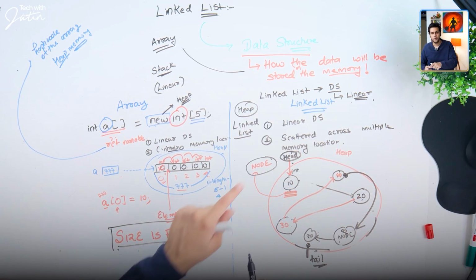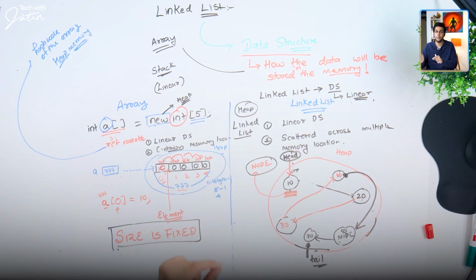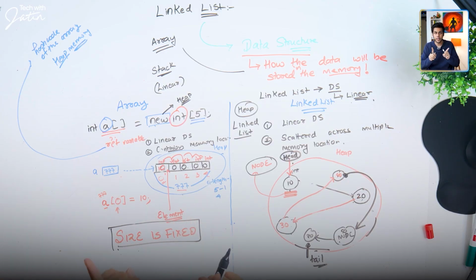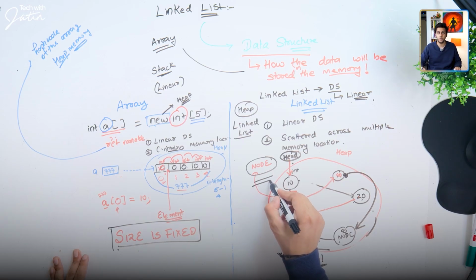What is the advantage of a linked list? The advantage of a linked list is that you can keep on adding new and new nodes. But in an array, I cannot do that. The size of the array is fixed. Is this part clear to everyone? Quickly make a note of this particular point. Then we will talk about the concept of nodes.